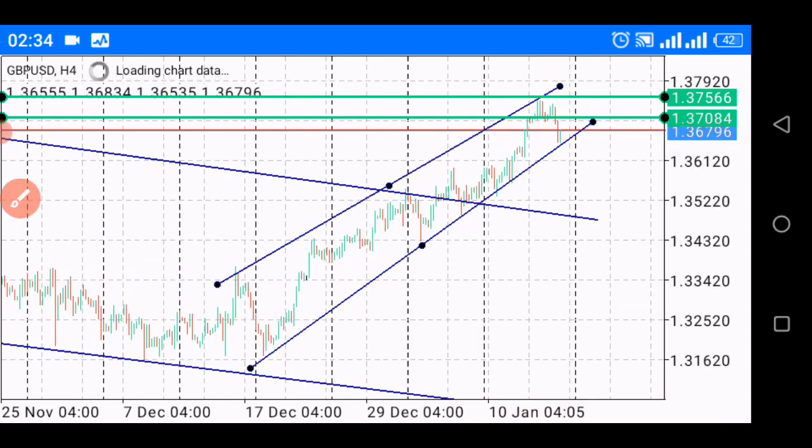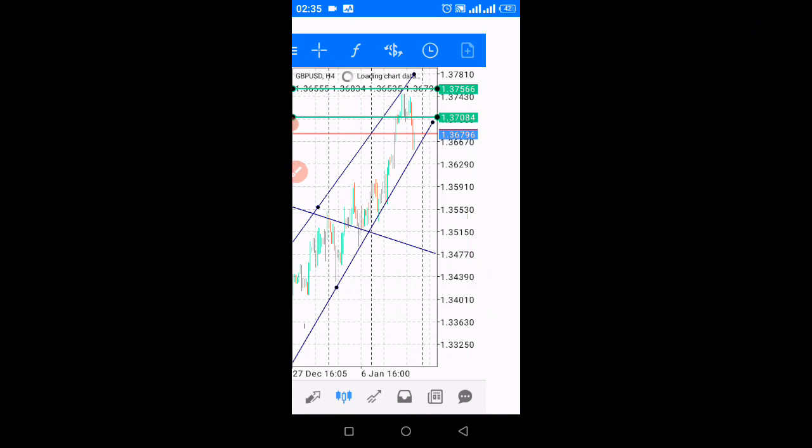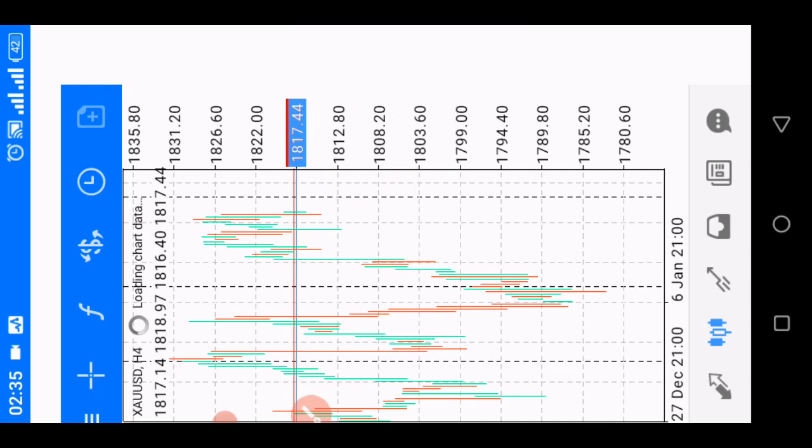This thing is a bit tricky. We are going to talk about it in our next pair. So let's go to our next pair, which is gold. Let's look at gold.